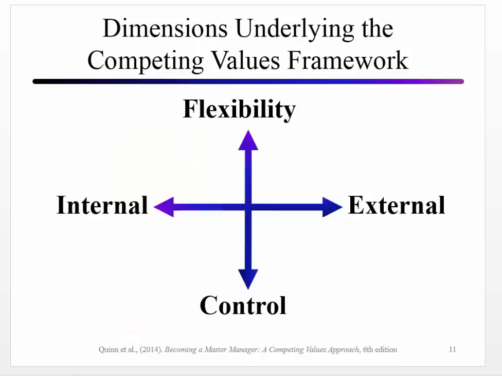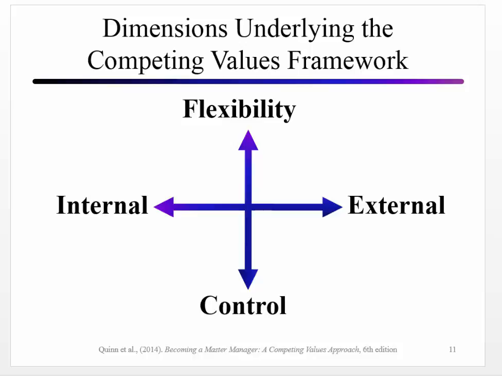Alright, so there are dimensions underlying the competing values framework. If you imagine a vertical line travelling up through the circle, you're going to see that there's more flexibility at the top of the circle than at the bottom of the circle. There's more control at the bottom of the circle with the two models that are lower down. They're going to have more of a focus on control. Left to right as well. So left, we have an internal looking focus where it's inward. To the right, we have an external, outward looking focus into the management environment.